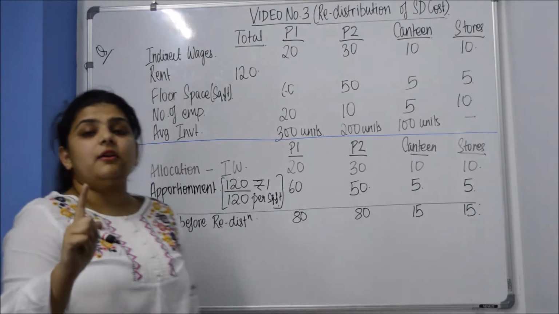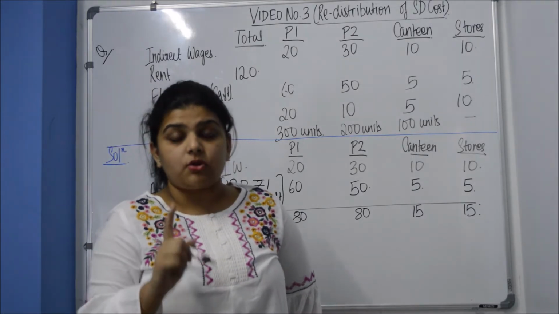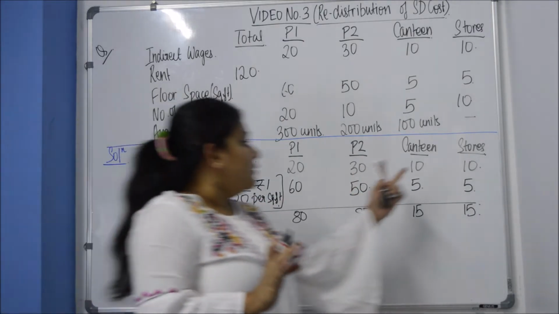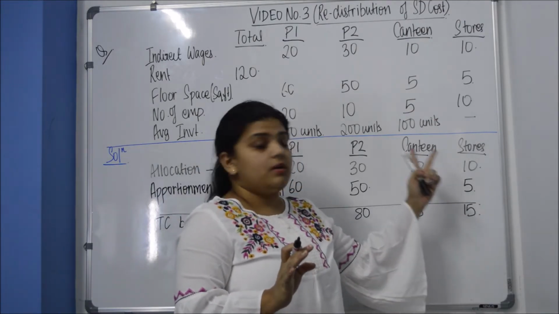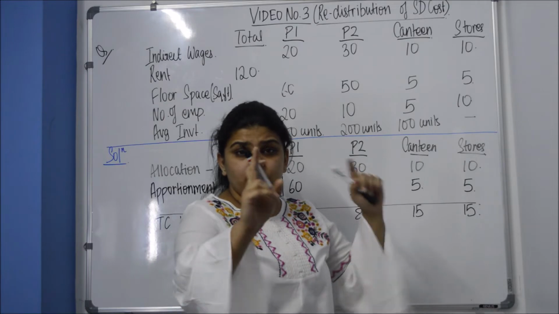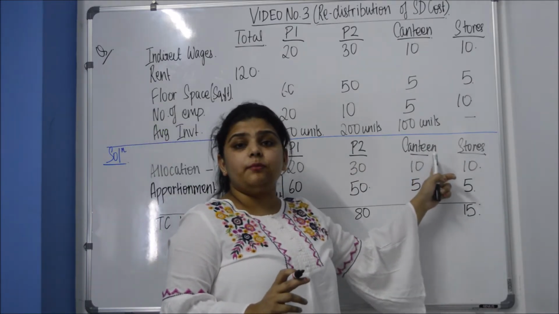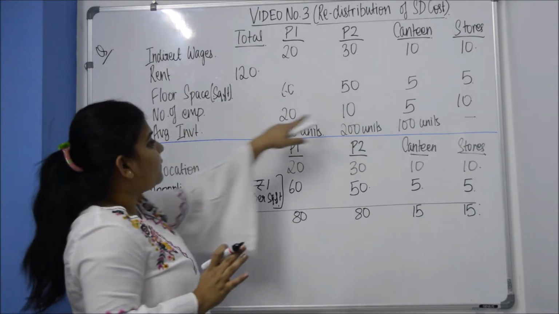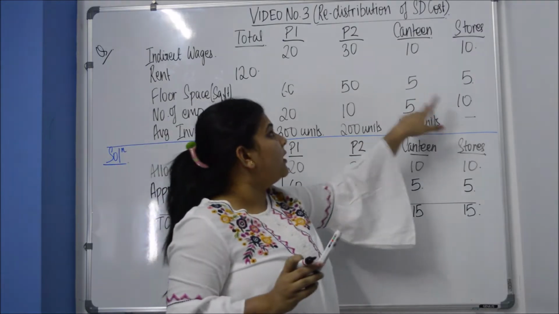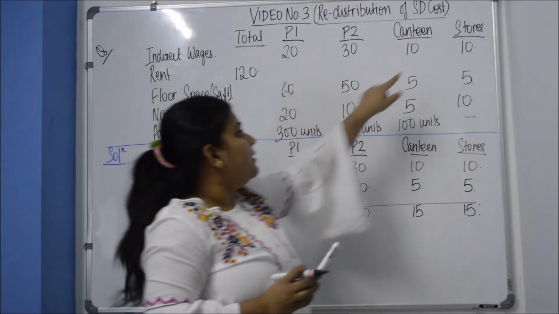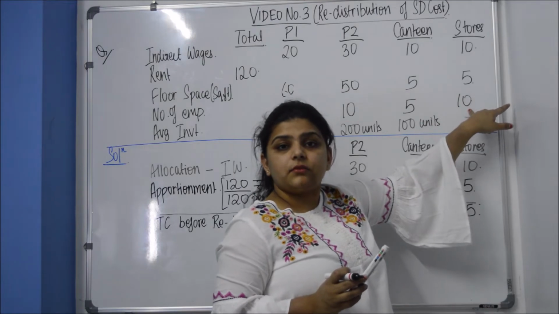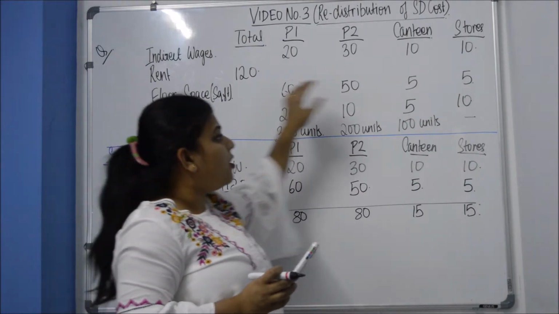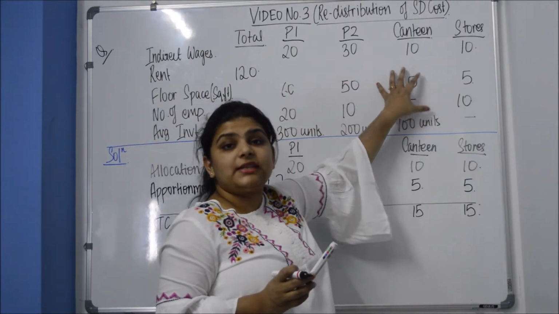Now, the first method for redistribution of service department cost is the direct method. Direct method means the service departments will ignore the services provided to each other. For example, what service does canteen provide? Canteen provides food to the workers. Now, if you see the number of employees given, do you think only P1 and P2 employees are eating there? Aren't the store employees eating there? So shouldn't the cost go to stores also? Every department should get the cost which is the cost burden of this canteen.